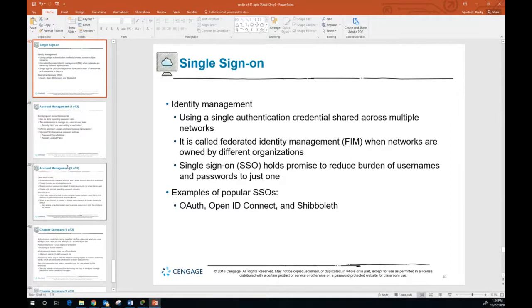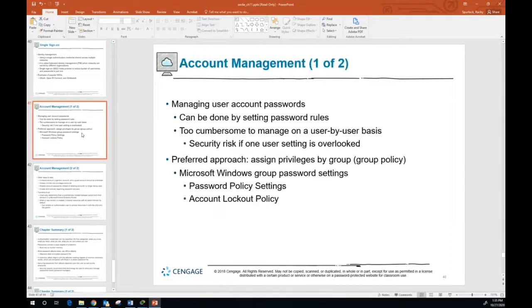All right, single sign-on. This is dealing with identity management. So you use a single authentication credential and share it across multiple networks. It's called federated identity management when the networks are owned by different organizations. What this does is help reduce the burden of usernames and passwords that you have to memorize to just one. We currently use single sign-on at GNTC as you log into your Blackboard account, your My GNTC account, and your email, using the same information.